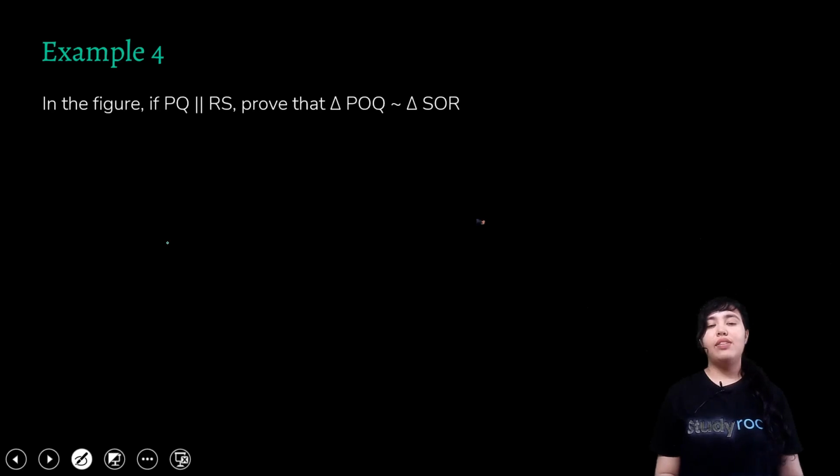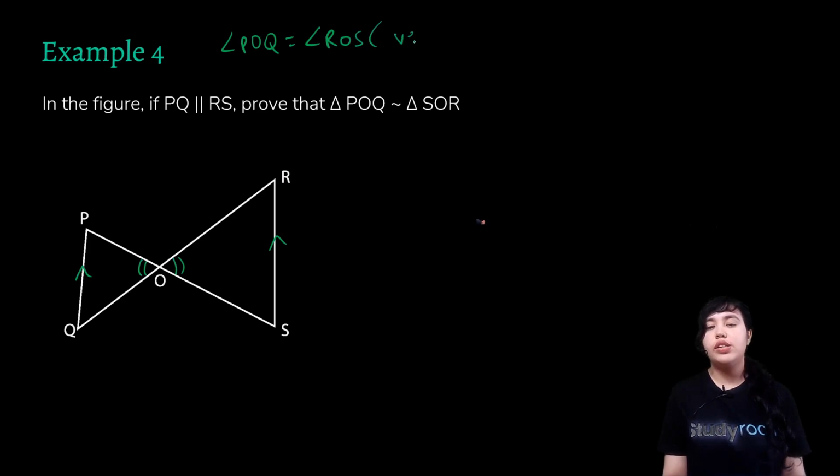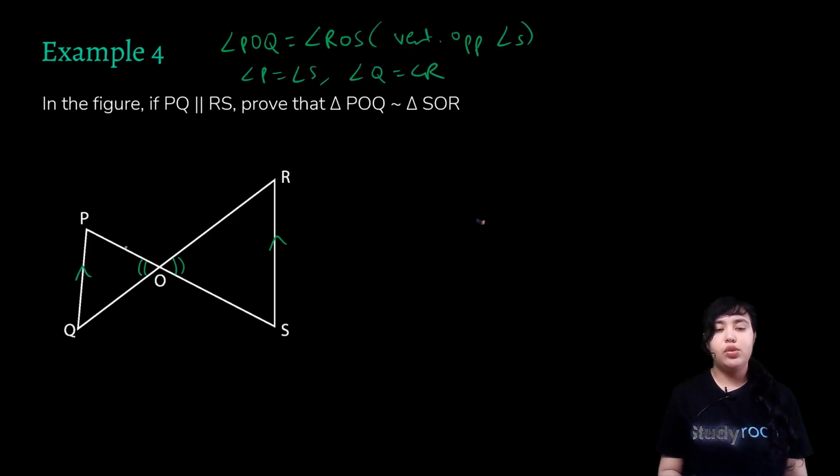Now finally we have a few more examples over here. You've been given this figure and PQ and RS are parallel. Okay, so I can show this in this way. You have to prove that these two triangles are similar to one another. So we know that angle POQ and angle ROS are equal because they are vertically opposite angles. And further, I can say that angle P and angle S are equal, angle Q and angle R are equal, because they are alternate angles.